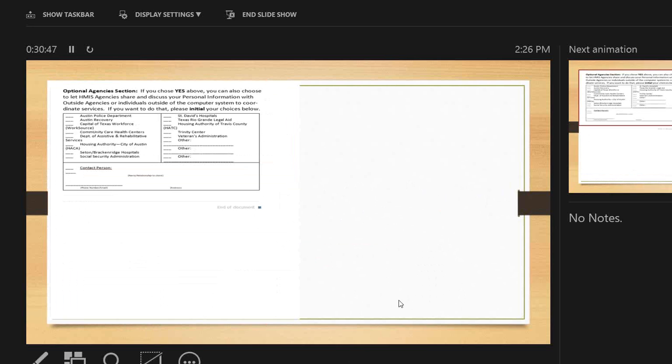In addition, we also have a space here for a contact person. So this could either be a backup contact person if someone's willing to let someone else get messages for them about different housing services or housing interventions, or it could be an emergency contact. Completely up to the client and the agencies how that space is used.